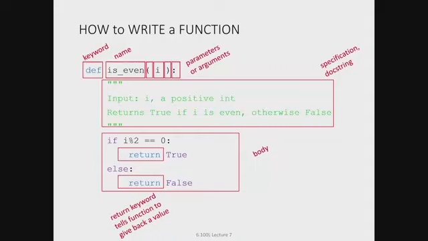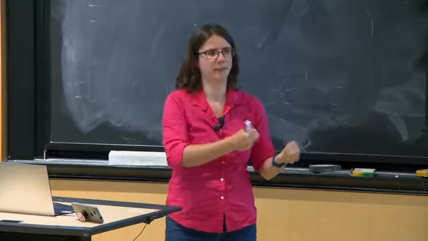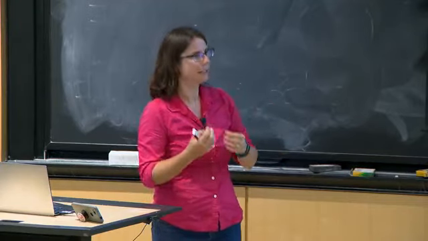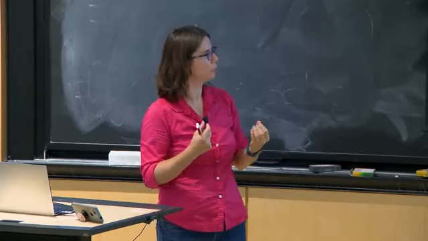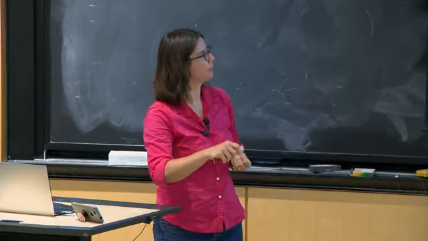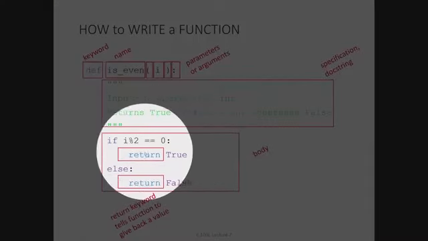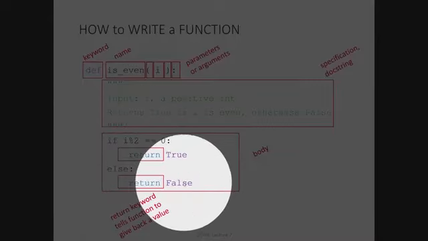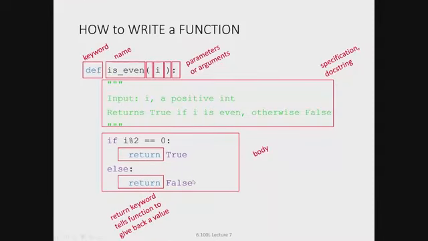The function is some lines of code that do a task, and that task, when it finishes, has to give something back, right? It can't just sit there. And the thing that it gives back to whoever wants this function to run is set up by this return statement here. So if the number is divisible by 2, we return true, and else we return false. So one of these, either true or false, will be returned by the function. You can think of it like the output of the function.